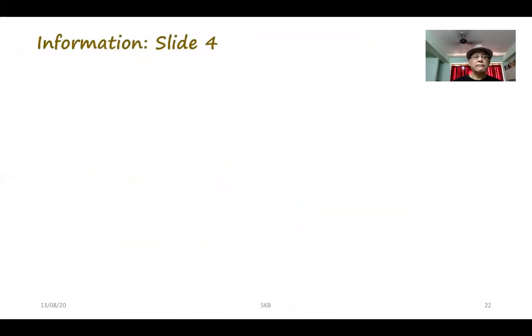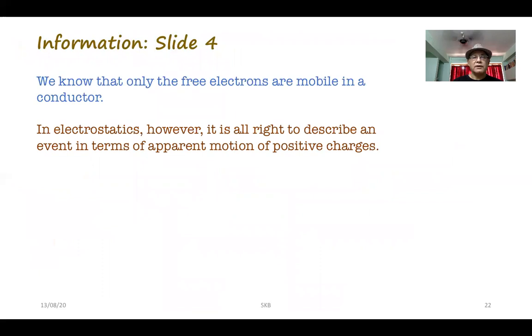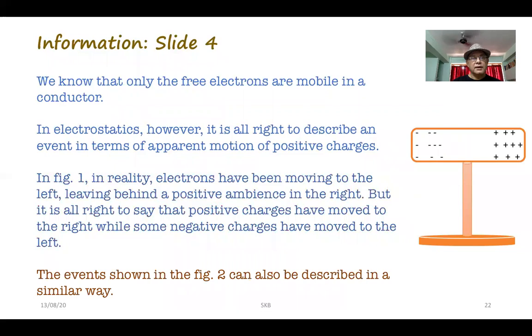Information, slide 4. We know that only the free electrons are mobile in a conductor. In electrostatics, however, it is all right to describe an event in terms of apparent motion of positive charges. In figure 1, in reality, electrons have been moving to the left, leaving behind a positive ambience in the right. But it is all right to say that positive charges have moved to the right, while some negative charges have moved to the left. The events shown in figure 2 can also be described in a similar way.